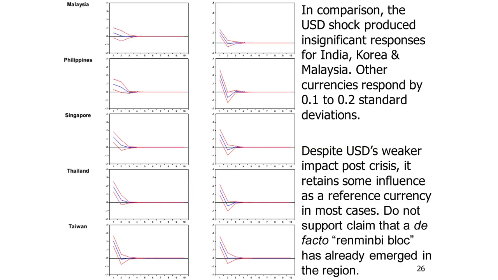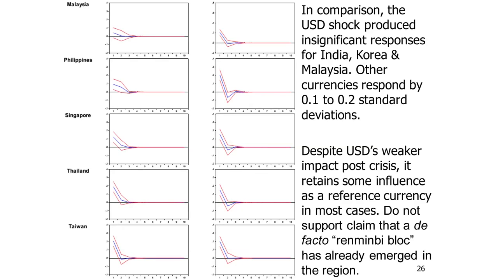Meanwhile, a US dollar shock produces insignificant responses for India, Korea, and Malaysia, and the other currencies respond by 0.1 to 0.2 standard deviations. The insignificance for India and Malaysia is marginal. So despite the US dollar's weaker impact post-crisis, it still retains some influence as a reference currency. So the results don't seem to support the claim that the RMB bloc is already here.